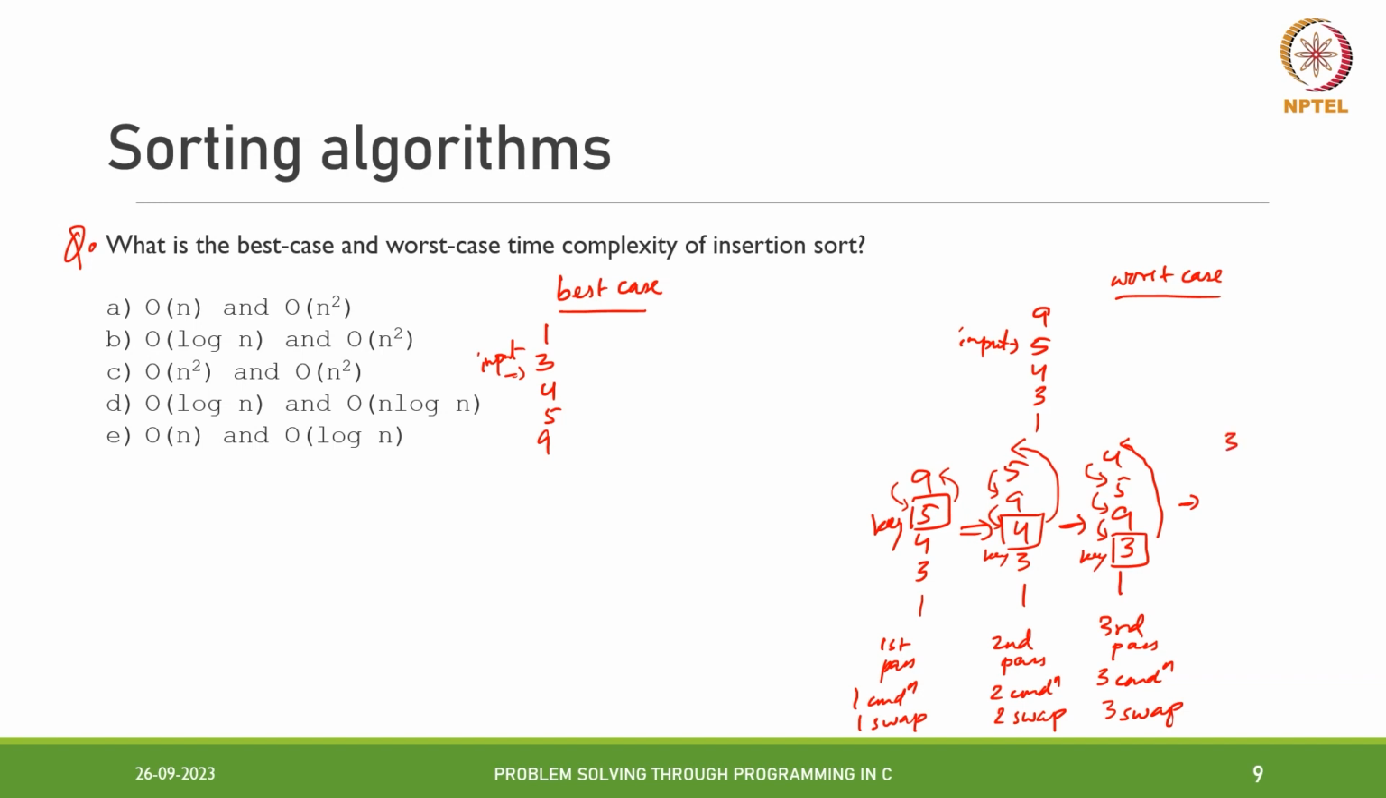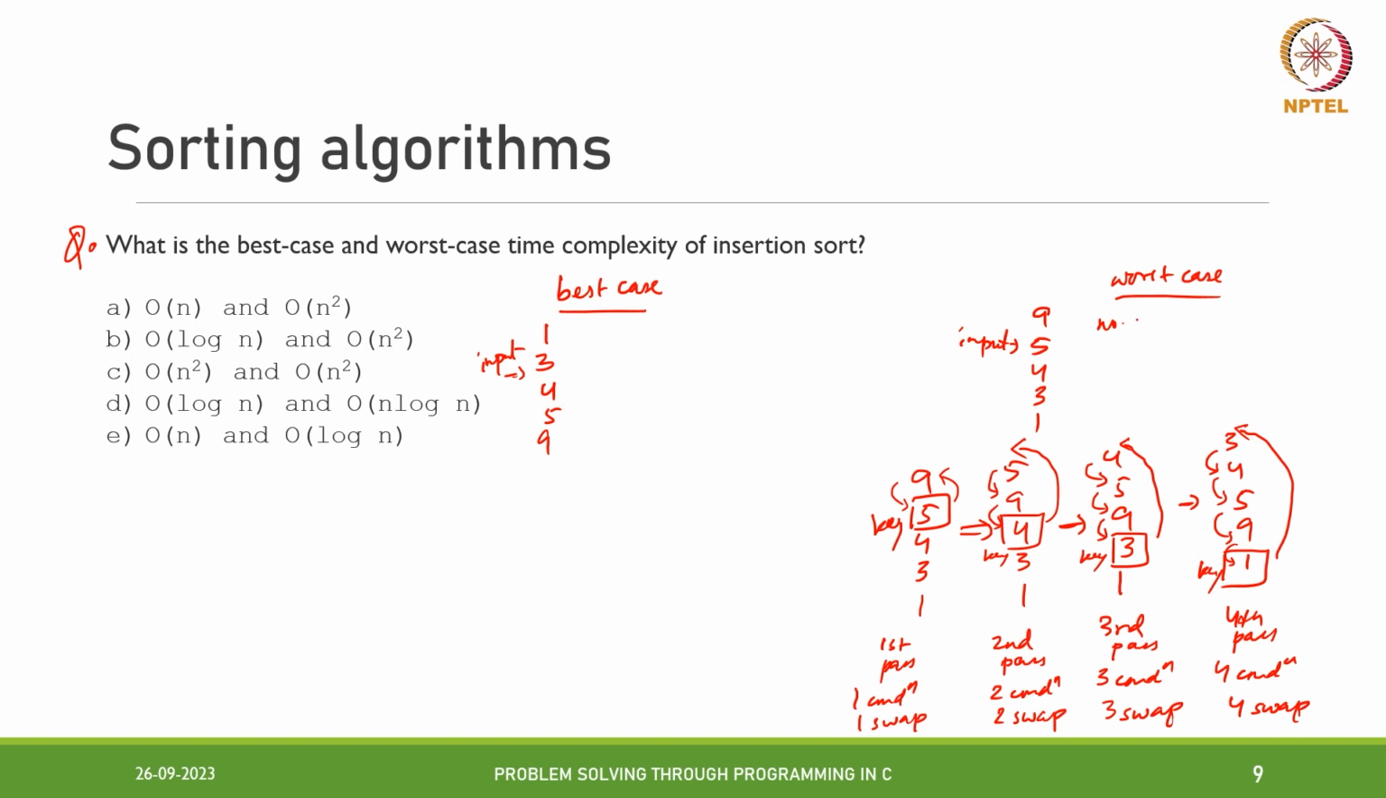Next step. Currently we have 3 4 5 9 and 1. So this is our key. Now we check with 9, swap, then with 1 and 5, swap, then 1 and 4 we swap, 1 and 3 we swap. So effectively this goes at the top, and 3 4 5 9 all will come one step down. So in the fourth pass you will have 4 conditional checkings and 4 swaps occurring.